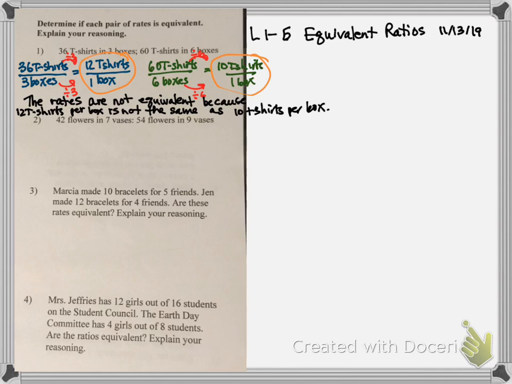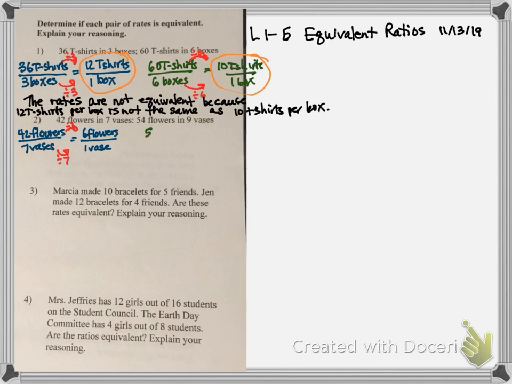So we've got 42 flowers in 7 vases. So we're going to simplify. So you divide both by the denominator 7, and that's going to give me 42 divided by 7 is 6. So I get 6 flowers per 1 vase. Okay, let's try the other guy.